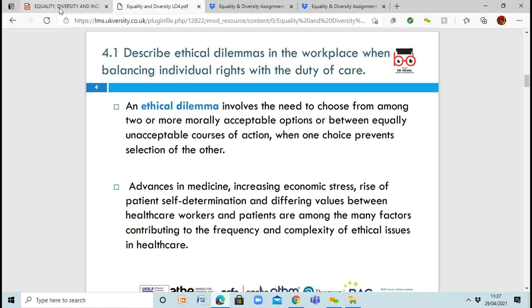So we're going on to 4.1. We're going to describe ethical dilemmas in the workplace when balancing individual rights with the duty of care. When we look at ethical dilemmas, it involves the need to choose from two or more morally acceptable options. Both of the options might be equally unacceptable. You might have really bad choices in either case. Some might contain more risks, another one will have risks, but you've got to try and make them. They're both bad choices, to be honest. So when one choice prevents the selection of another, that's an ethical dilemma.